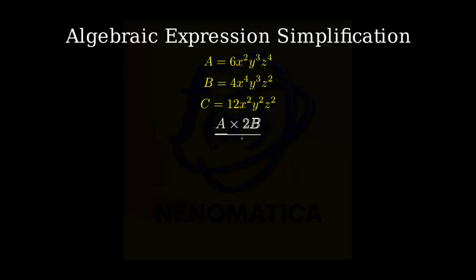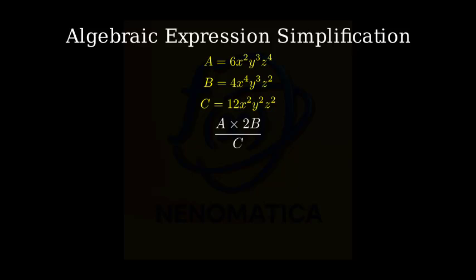We're given three expressions. A equals 6x squared y cubed z raised to power 4. B equals 4x raised to power 4 y cubed z squared. And C equals 12x squared y squared z squared. We need to calculate the value of a times 2b divided by c.